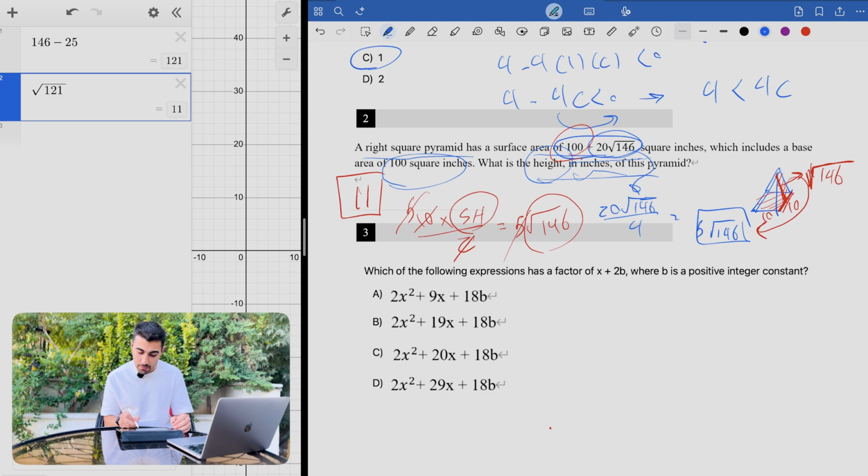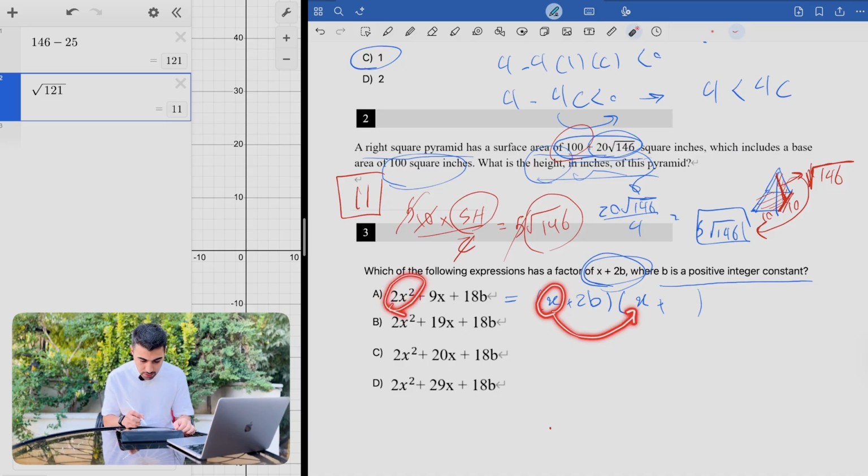It says, which of the following expressions has a factor of x plus 2b, where b is a positive integer constant? Okay, if one of these expressions has a factor x plus 2b, that means I can write this as x plus 2b times x plus something, right? If I can do that, if they're factors, because x times here should give us 2x squared, that means here is actually 2x, because we're going to distribute these factors. So x times 2x is going to be 2x squared. Awesome. And 2b times this should be 18b, so that means here is 9, right?